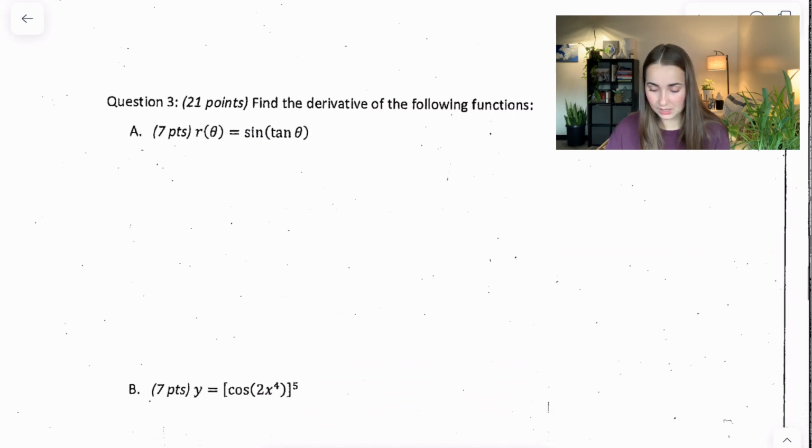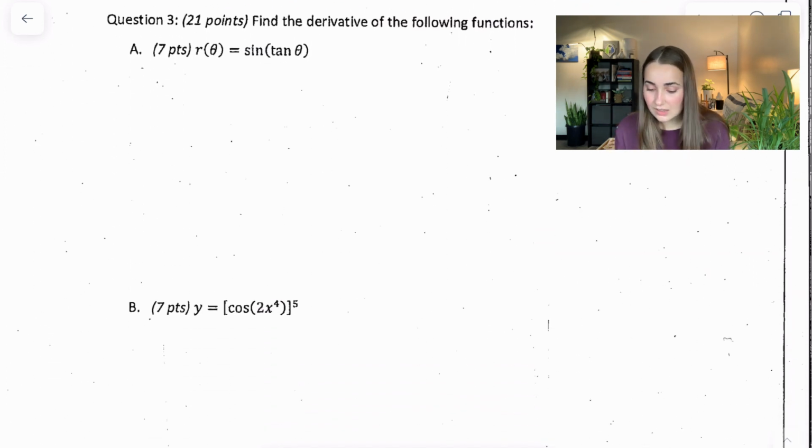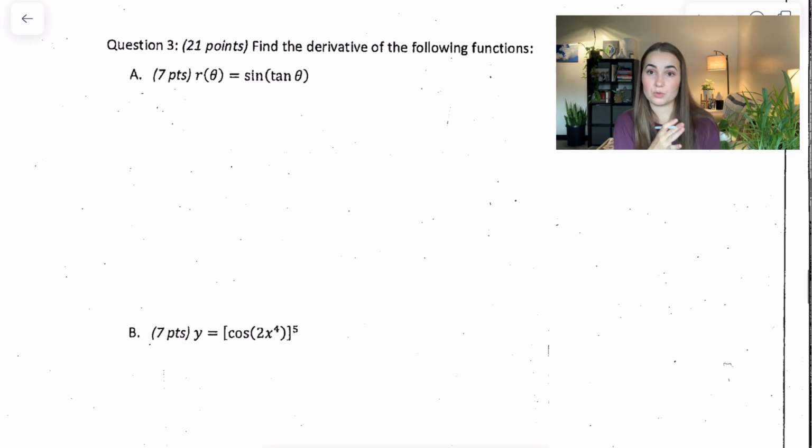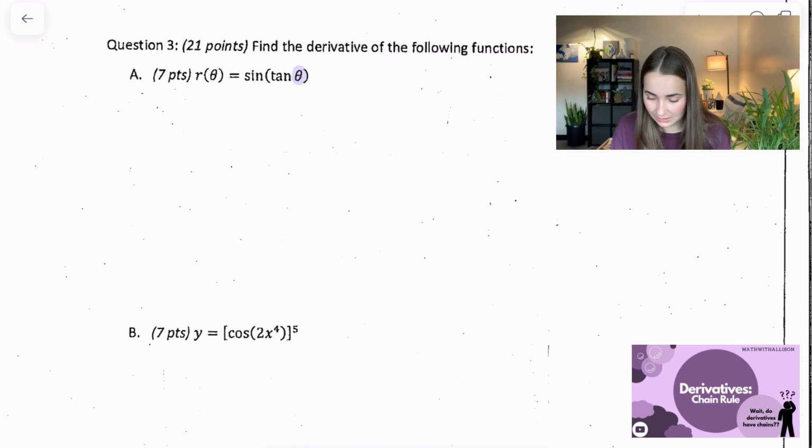Alrighty, problem 3, we are asked to find more derivatives. So let's go ahead and try part A. We have r of theta is equal to sine of tangent of theta. If we get confused on when we need to apply product rule and chain rule, just look for how many variables we have. In our case, we only have one variable. So if there's one variable, it's going to be chain rule. So the outside is going to be sine, and the inside is going to be tangent of theta. So let me go ahead and set that up.